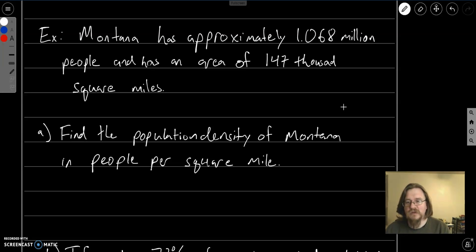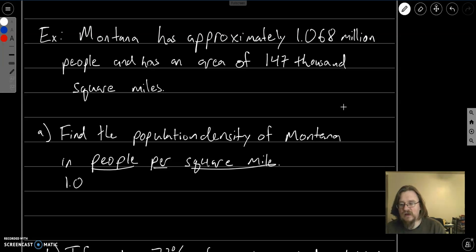This question starts with Montana has approximately 1.068 million people and has an area of 147,000 square miles. So we want to find the population density of Montana in people per square mile. When we look at this, we see people per square mile. The word per here means divide. So we want to take the people in Montana, divide it by square mile, and we'll see how many individual people there are in each square mile.